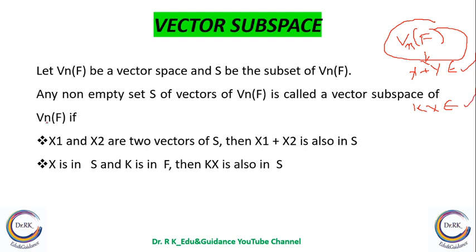Now suppose S is a subset of VNF. If S is also a vector space, that is, if S also satisfies these two properties, that for any two vectors x1 and x2, x1 plus x2 is also in S, and for a scalar k, kx is also in S, then S is a subspace. It is very simple to define a subspace: S is a subset of a vector space VNF.